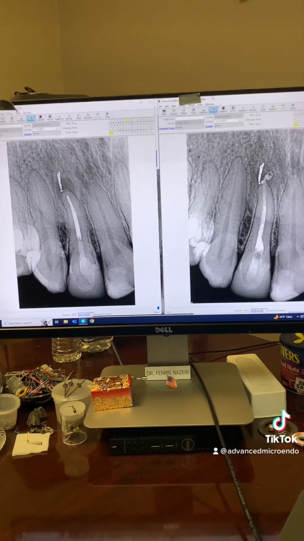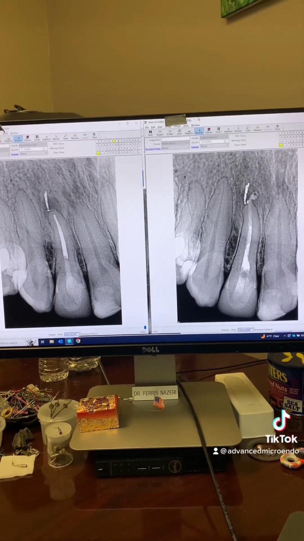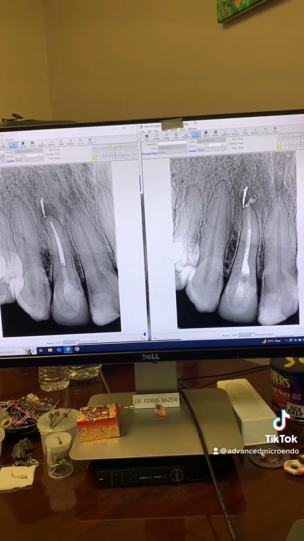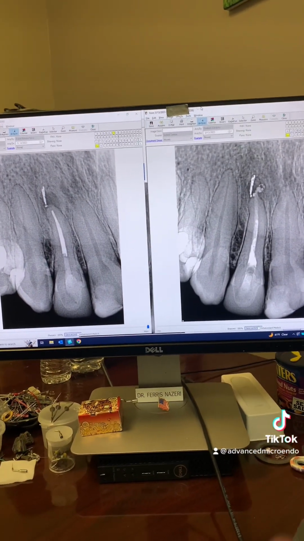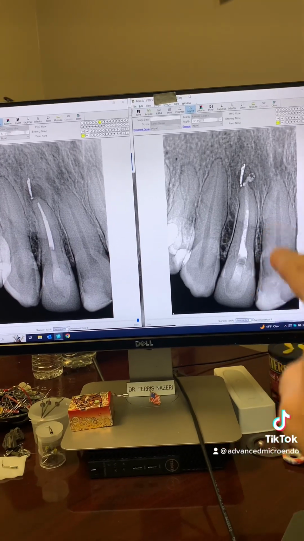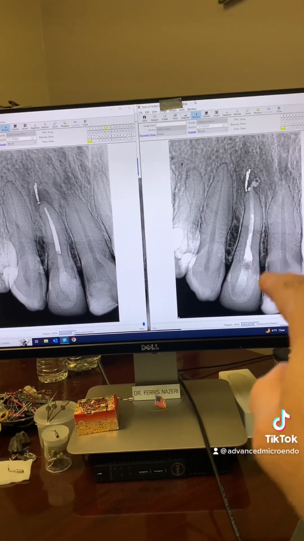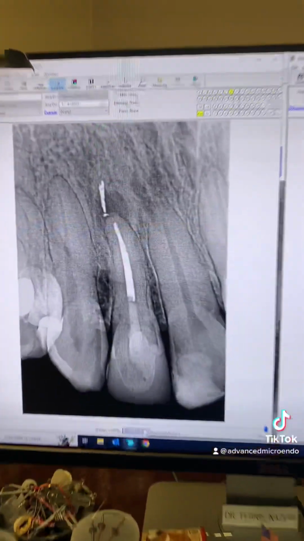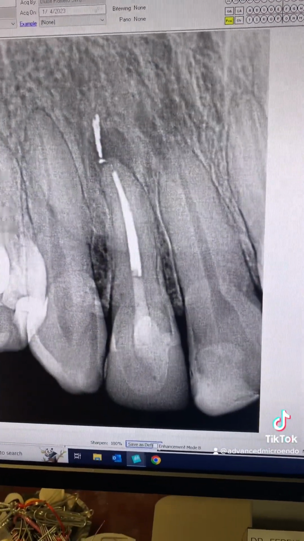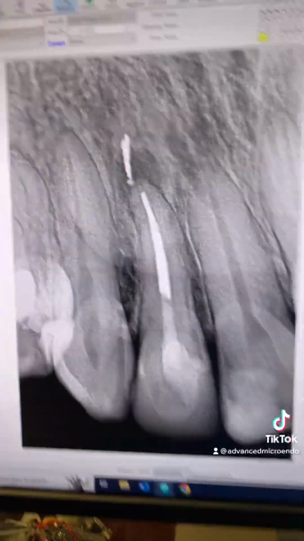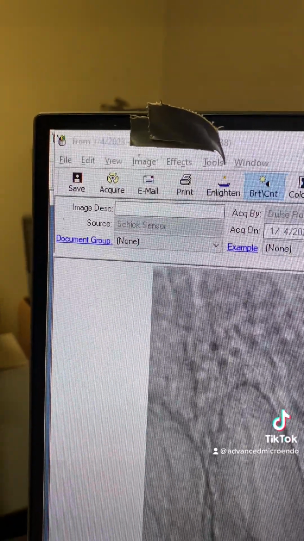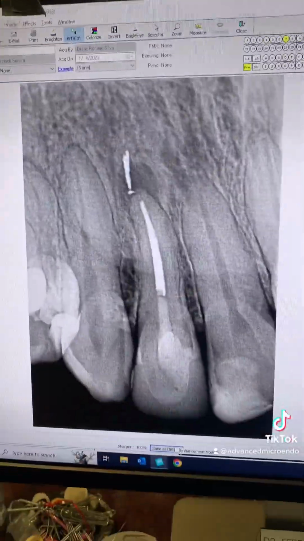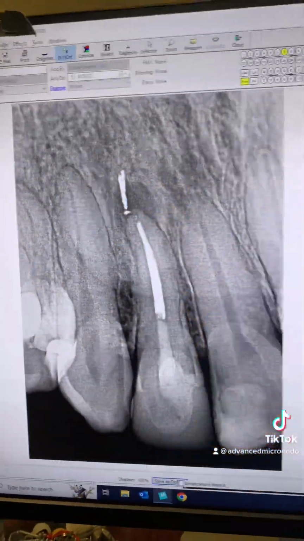Patient came to see me in 2 months just for a post-op, for us to see how things are developing. And take a look here. This is 2 months post-op of tooth number 7. Take a look here. This was before I redid the root canal 2 months ago. And take a look here. That's the date, 1/4/2023. Look at the size of the periapical radiolucency.